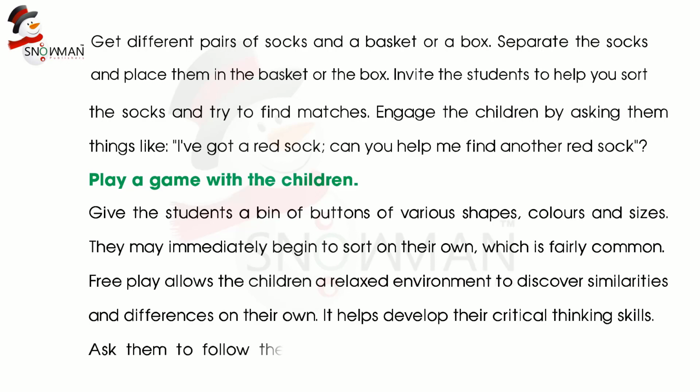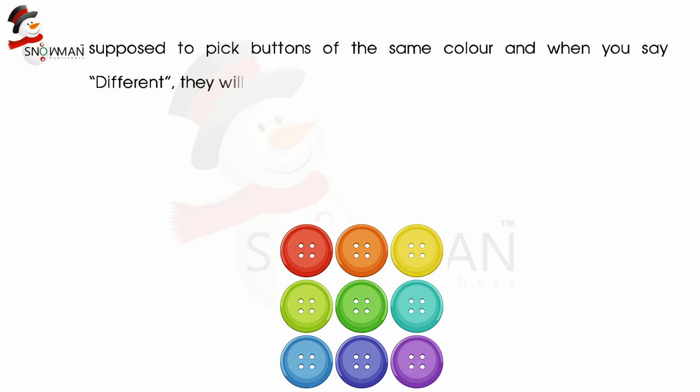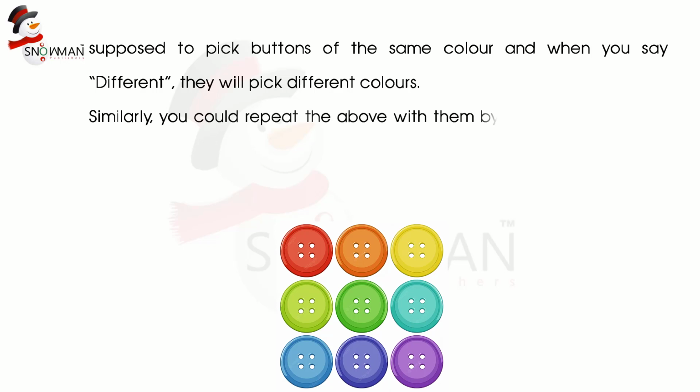Ask them to follow the instructions. When you say same, they are supposed to pick buttons of the same color, and when you say different, they will pick different colors. Similarly, you can repeat the above with them by sorting in shape and size.